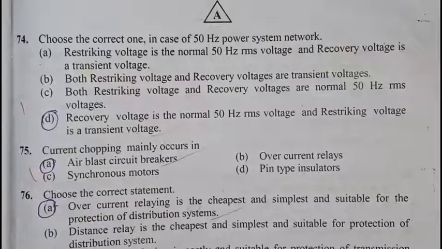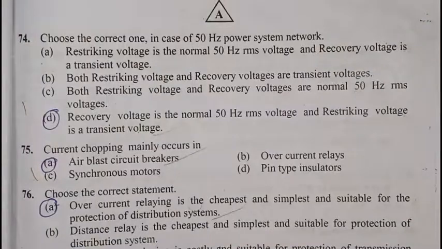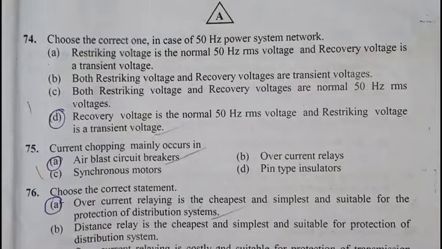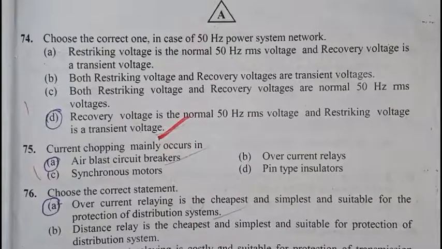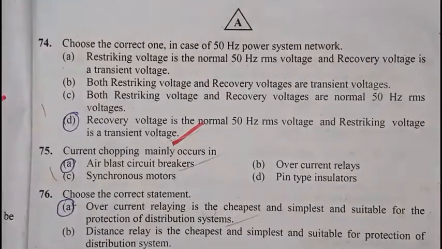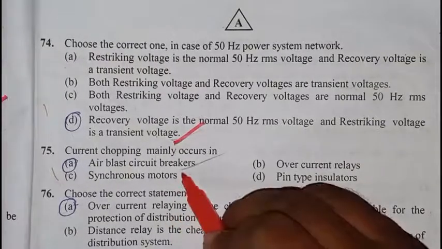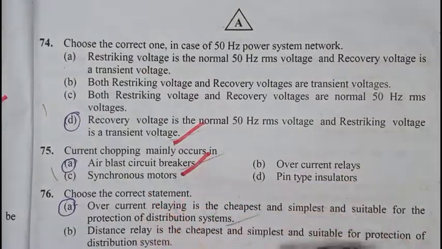Question number 74. Choose the correct one in case of 50 Hz power system network. Answer is option D. Recovery voltage is the normal 50 Hz RMS voltage and restriking voltage is a transient voltage. Question number 75. Current chopping mainly occurs in. Answer option A. Air blast circuit breaker.